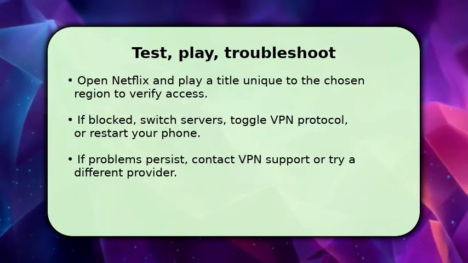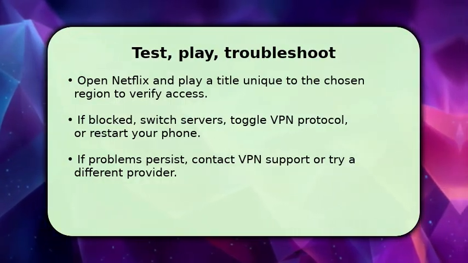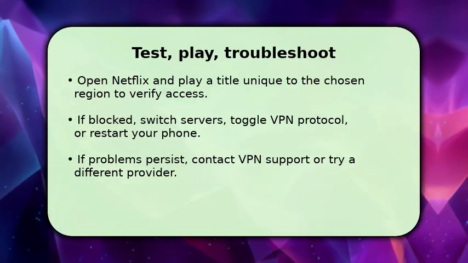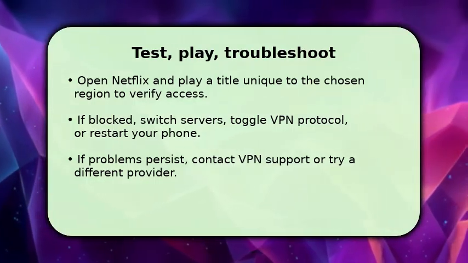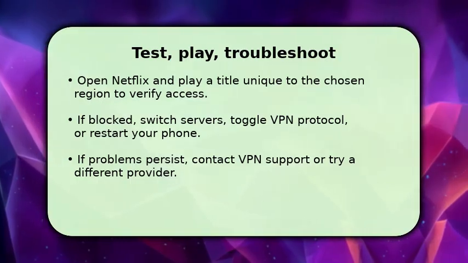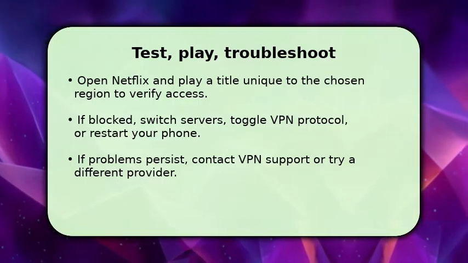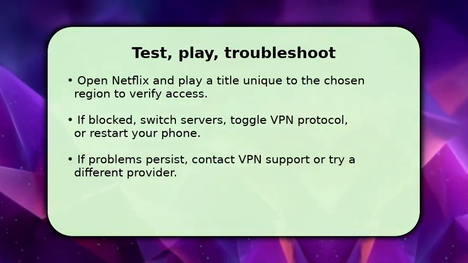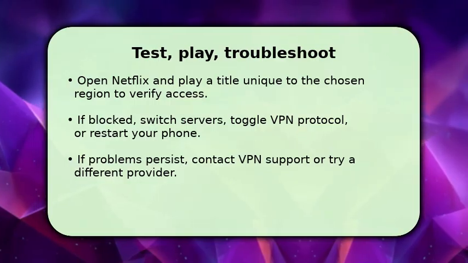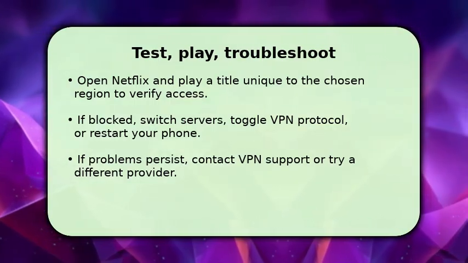If Netflix still blocks you, switch to another nearby server or change the VPN protocol in settings. Sometimes TCP versus UDP makes a difference. If that fails, restart your phone and reconnect. A reboot clears lingering routing issues. As a last step, contact your VPN support for recommended servers. This final check-in.